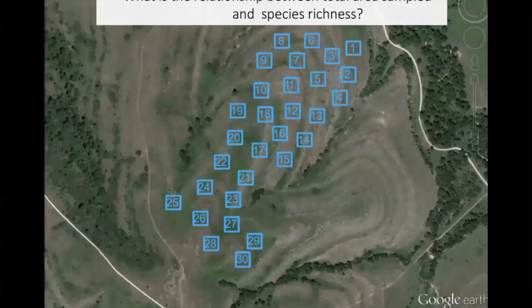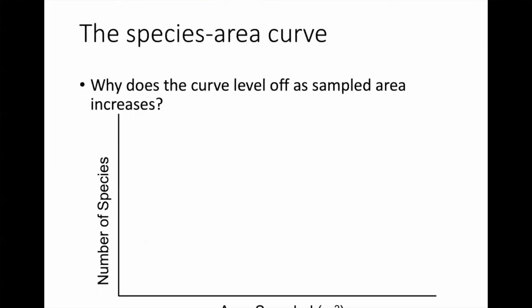But what do you think the graph would look like? If you graphed the number of plots or total area of all the plots you've looked at and the number of species you've detected, what shape might that take? Did you look ahead? A little bit. So Caden said a curve with a plateau. And that's exactly what we find.